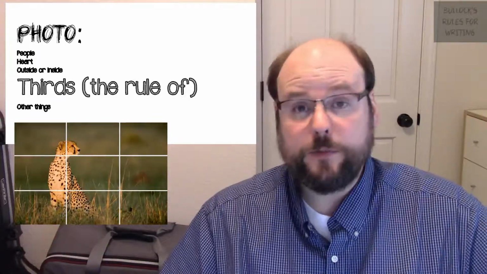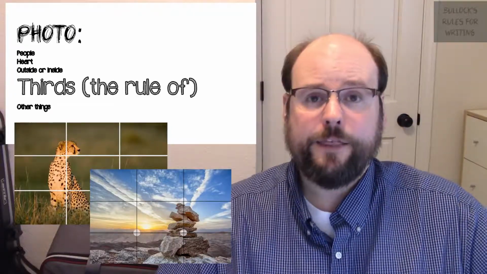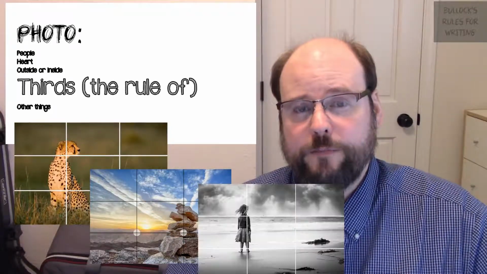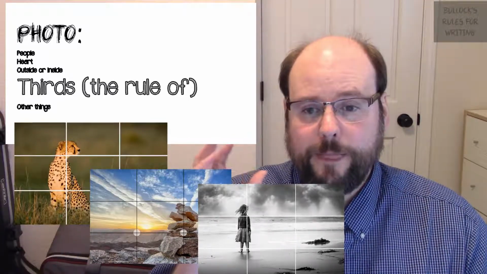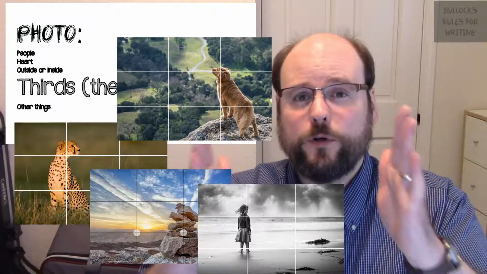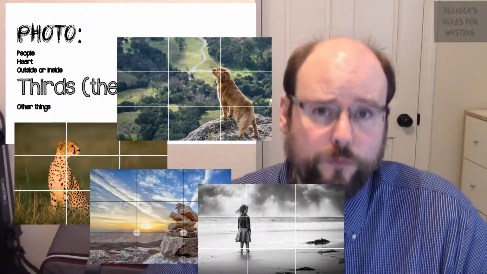T is for thirds. There is this principle in art and photography called the rule of thirds, which is basically that any piece of art or any photograph can be made to look like a Sudoku board or a tic-tac-toe board, and important things are going to be on the vertical lines or at the intersections. I'll link to something about it below, but rule of thirds, it's a thing.